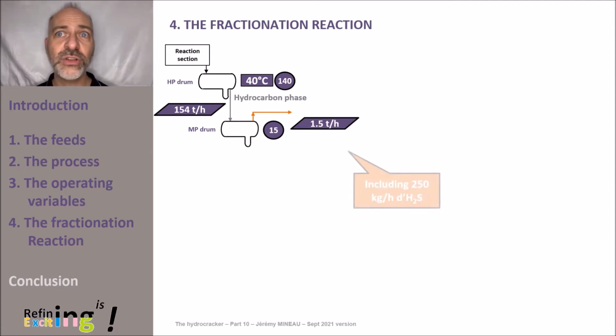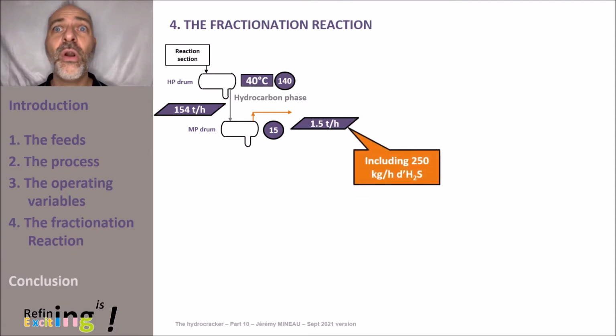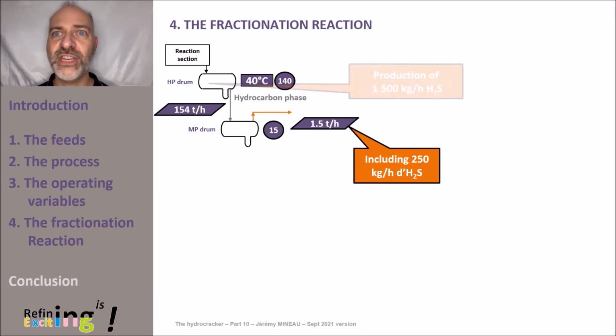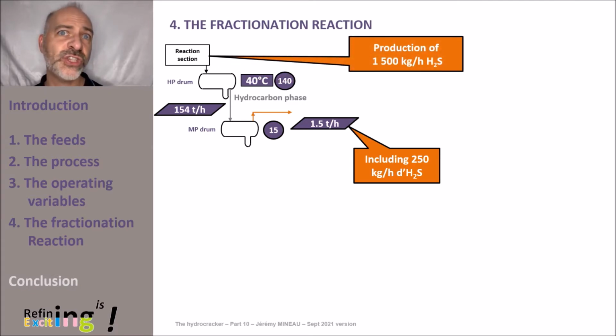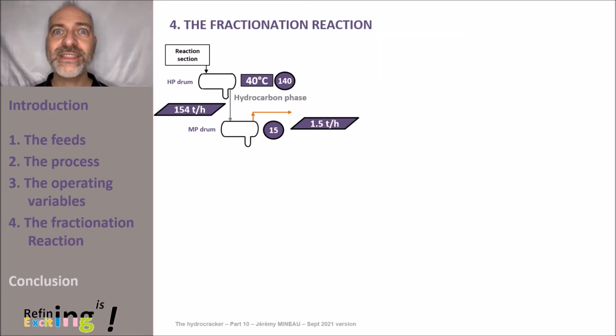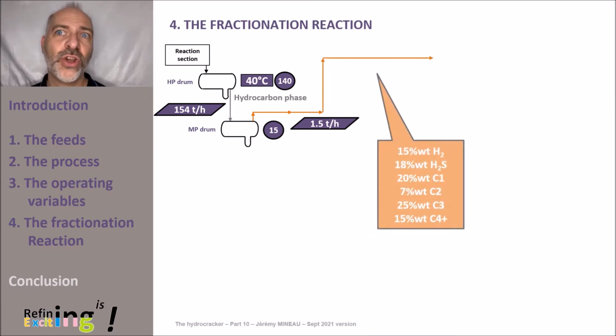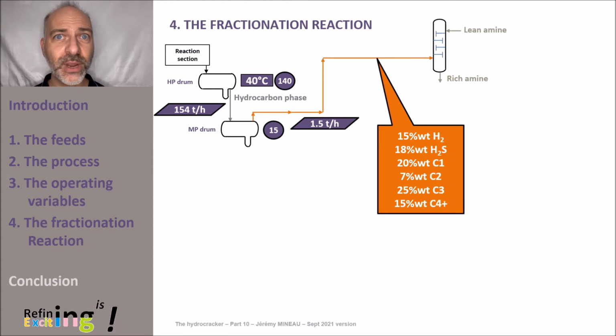This gas includes about 250 kilograms per hour of H2S. As we said before, we produce about 1,500 kilograms per hour of H2S in the reaction section. So, about 20% of the H2S produced in the reaction section leaves the unit in gas form from this drum. The rest of the gas is mainly methane, ethane and propane. This gas will join the fuel gas network of the refinery after an amine washing to remove the H2S.